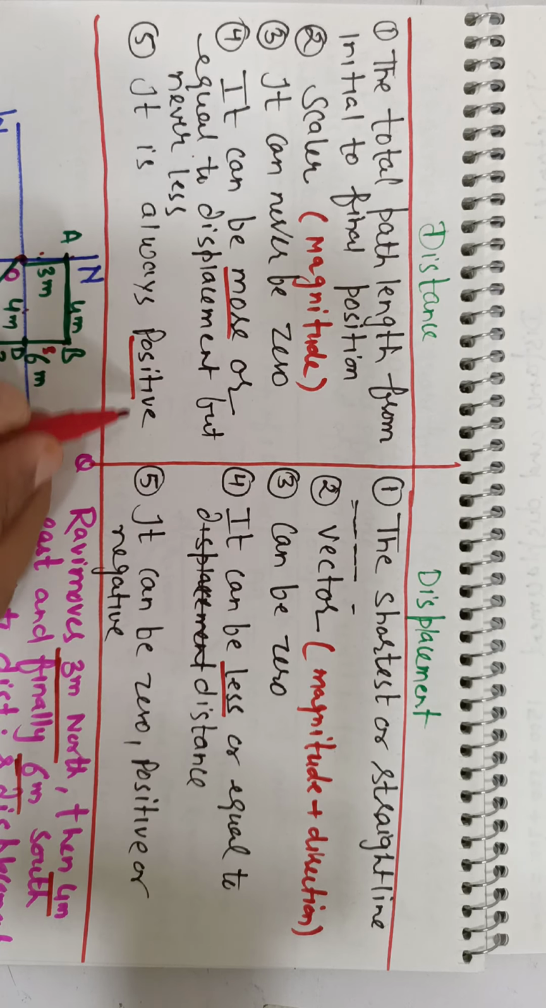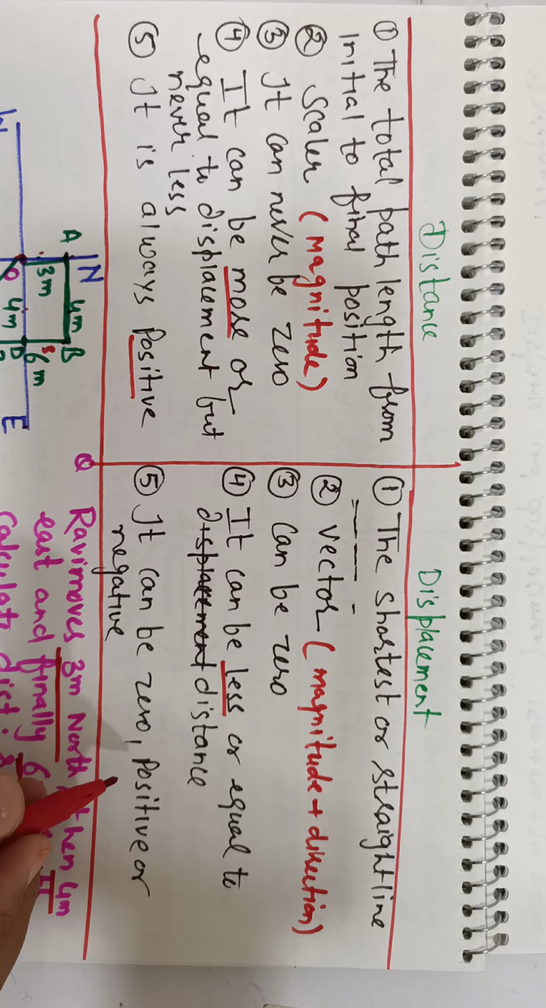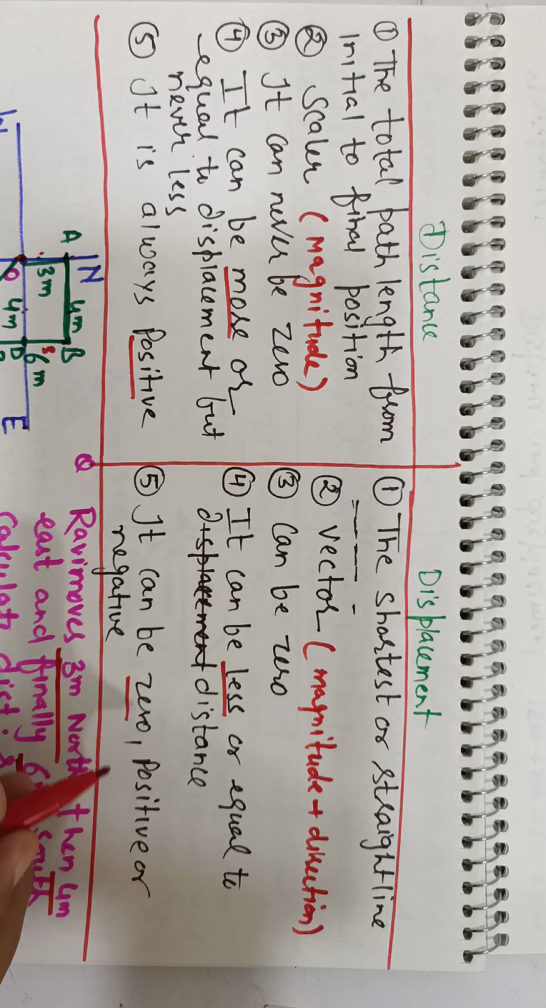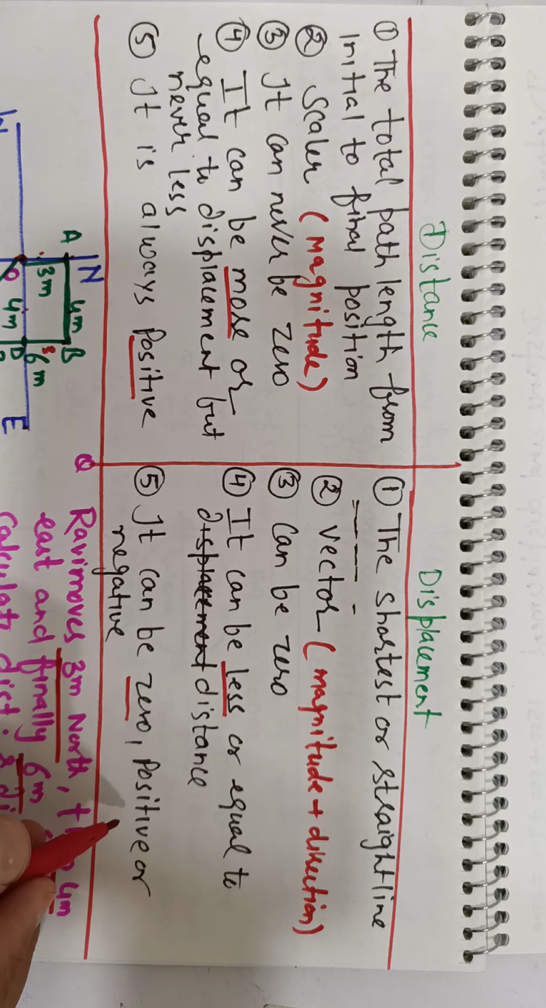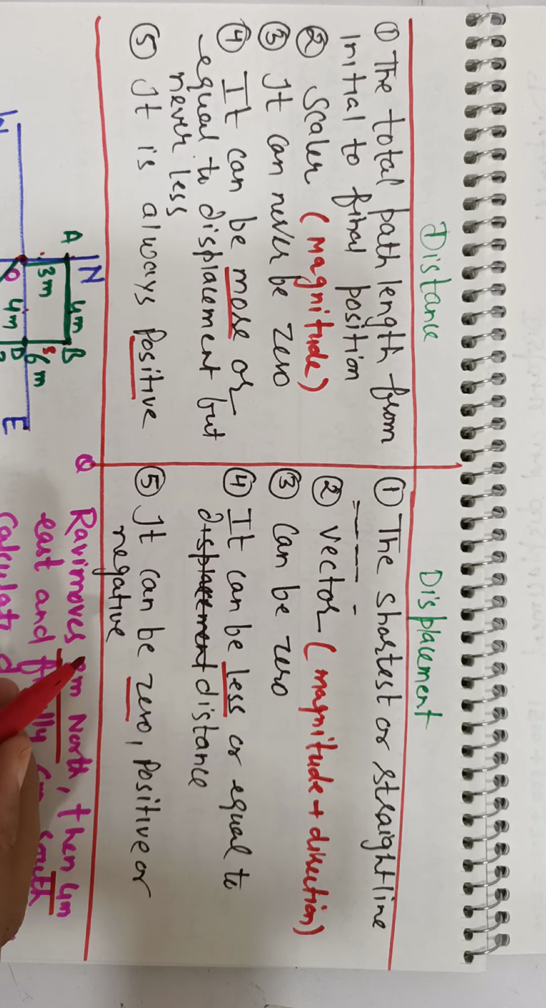Distance is always positive. Displacement can be zero, positive or negative. In the previous examples we have seen it can be 0: Delhi to Agra, Agra to Delhi, 0. Positive only from A to B, Delhi to Agra, only positive. Negative when the person returns back along the same path and moves in the opposite direction beyond the initial position, then it can be negative. We will see more examples later.